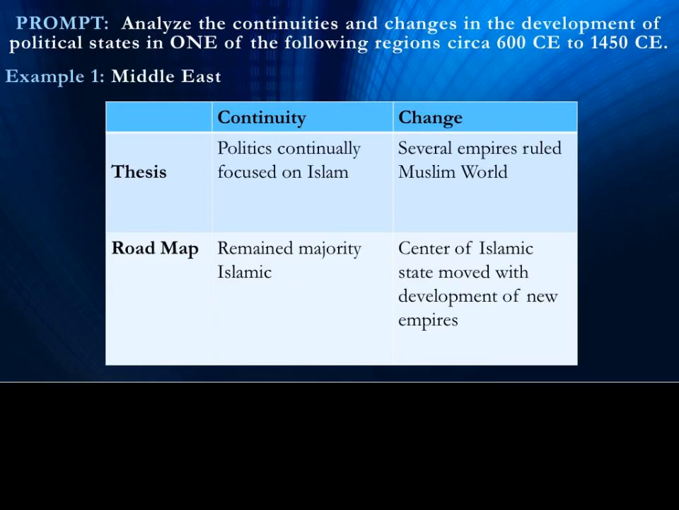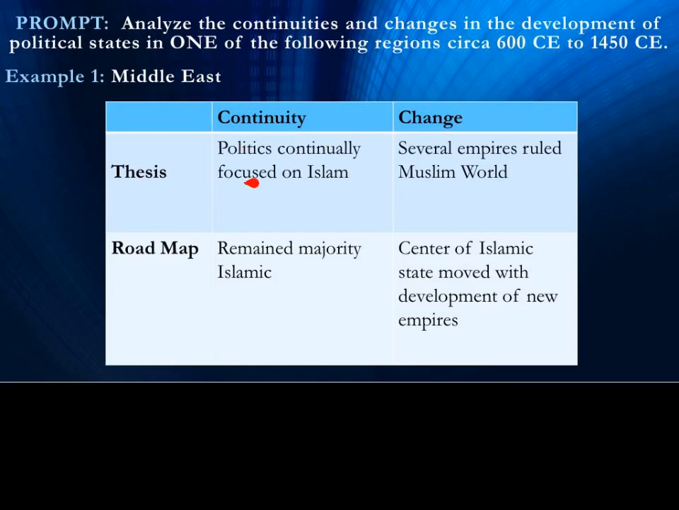Analyze the continuities and changes in the development of political states in the Middle East, circa 600 to 1450. So obviously this is not example 1. You can see I just copied the slides and didn't change that. I just changed the examples. I just now realized that. But this is example 3. Okay, so we have our continuity and our change for the Middle East political developments.